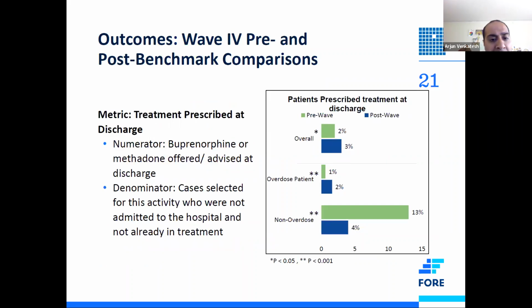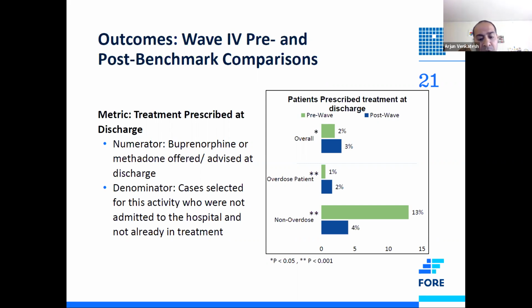When we look at treatment prescribed at discharge, here what you see is that there was a small increase in people that were getting buprenorphine or methadone at discharge. That was primarily amongst the overdose patient, not amongst the non-overdose patient. What's interesting here is that you have an overall increase with what looks like a big decrease in non-overdose patients. And so what was really happening was, I think, a little bit of a shift in practice, which is probably favorable, which has been that there's a historical teaching that if a patient just had an overdose, there's too much of a risk of precipitated withdrawal or something else if you give them treatment in the emergency department.